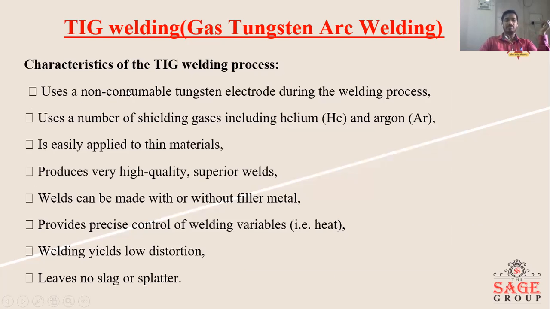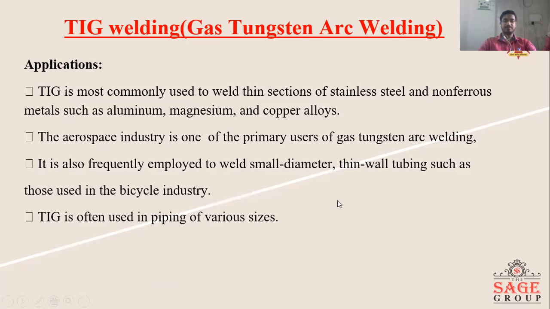Characteristics of the TIG welding process. Uses a non-consumable tungsten electrode during the welding process. Electrode is non-consumable, right? Uses a number of shielding gases, including helium and argon. It is easily applied to thin material. Produces very high quality, superior welds. Welds can be made with or without filler metal. Provides precise control of the welding variables. Welding yields low distortion. Leaves no slag or spatter.